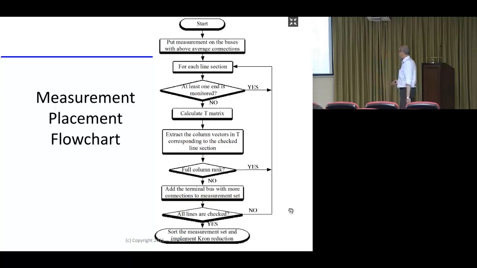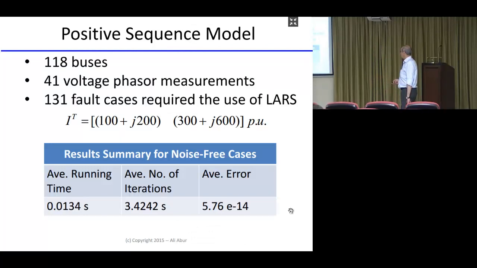We place sensors, and the end result is something like this. For instance, if you look at a system with 118 buses, and this is actually a positive sequence model, but we applied it anyway, and then we also checked it with a three-phase system later. For the positive sequence model, the placement ended up placing 41 voltage phasor measurements.